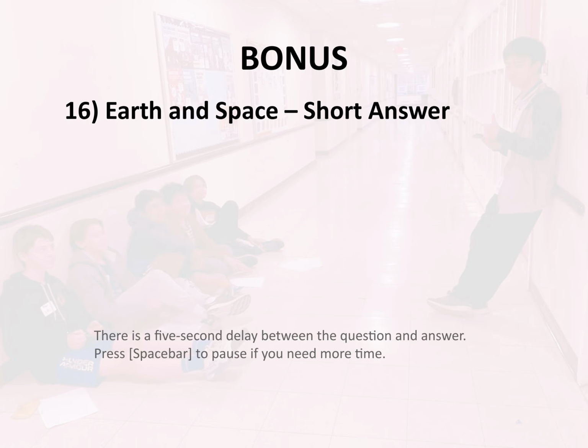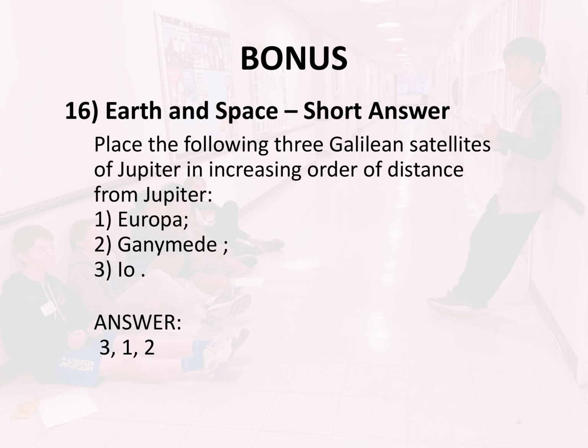Bonus 16. Earth and space, short answer. Place the following 3 Galilean satellites of Jupiter in increasing order of distance from Jupiter. 1. Europa, 2. Ganymede, 3. Io. Answer, 3, 1, 2.